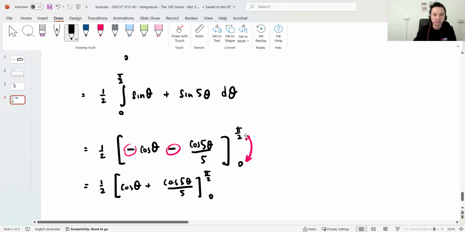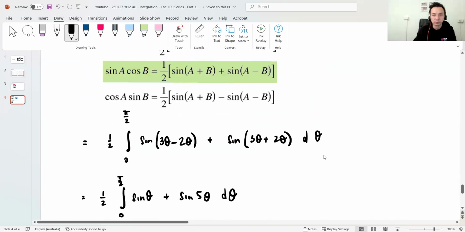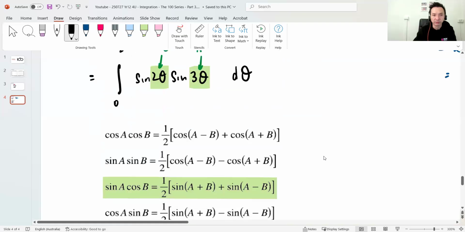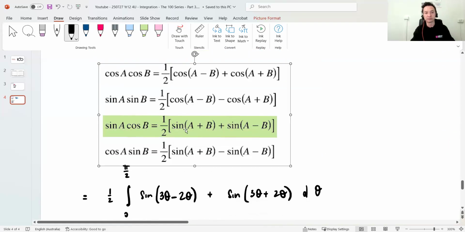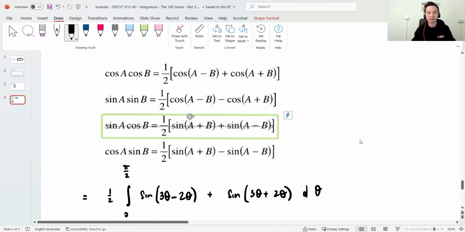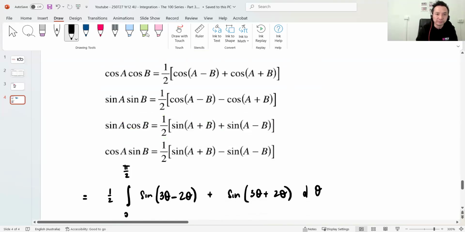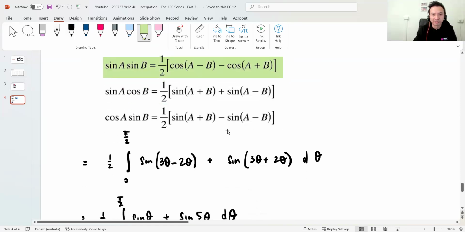Oh, have I used the wrong one? Sine, right? Oh, I did use the wrong one. Guys, it should be this one here. My apologies. Same concept, different calculation. So half, cos minus cos. Okay, cool. Let's quickly fix that.